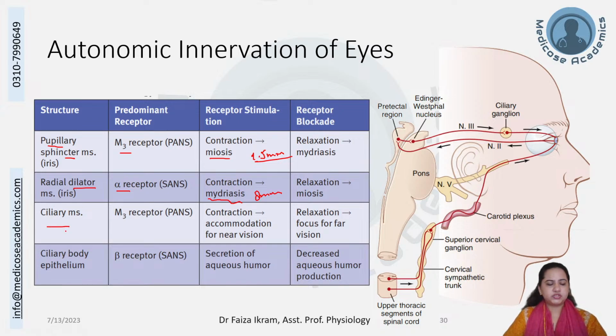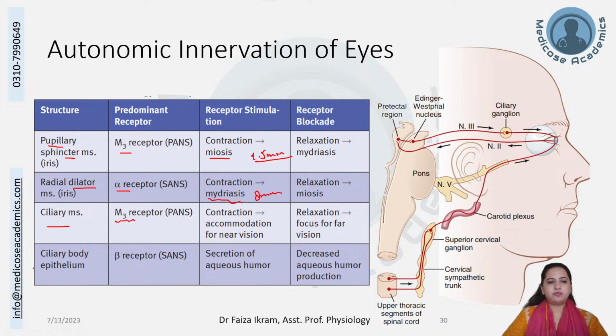Ciliary muscles we saw in the context of accommodation, when we talked about the change in the diameter of the lens to focus on a near object. These ciliary muscles are also supplied by the parasympathetics at muscarinic nerve endings. Their contraction leads to contraction of ciliary muscles, relaxation of suspensory ligaments, and the lens becoming more globular, which helps in accommodation. We discussed that in detail previously.